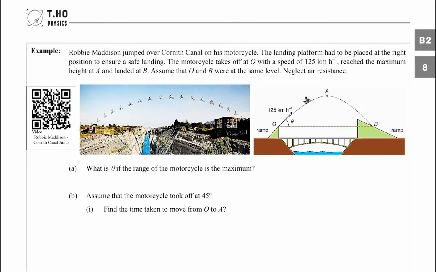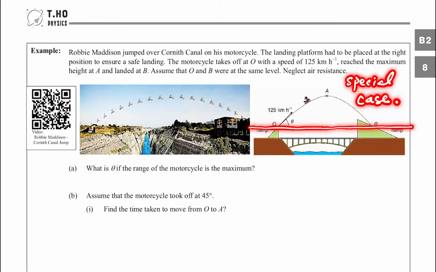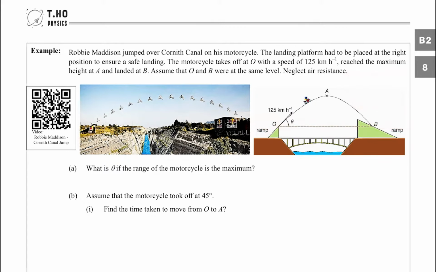Here we come to the example on page 19, in which a stuntman jumps over a canal using his motorcycle. He launched at point O and then goes through a projectile motion to the highest point A and then lands at point B. Please note that here, in this case, the starting point and ending point are on the same level. So we are talking about the special case, in which the range formula and all those sorts of formula about the special case can be applied.